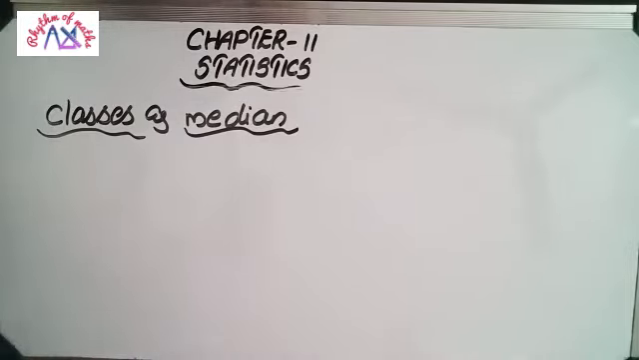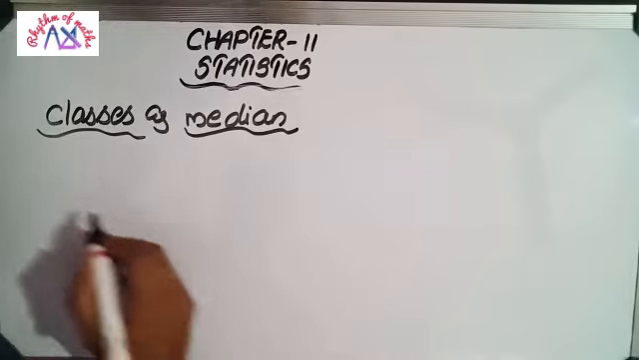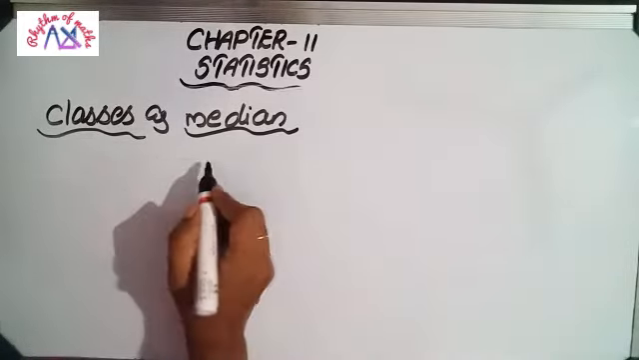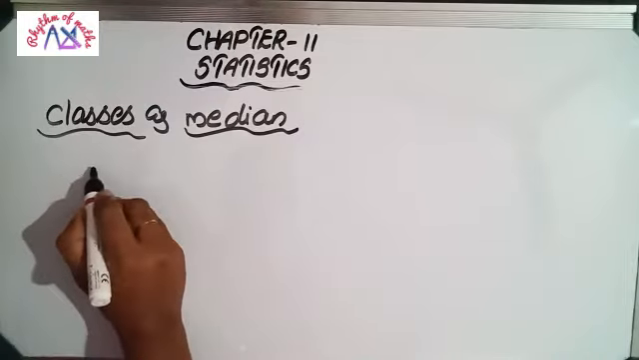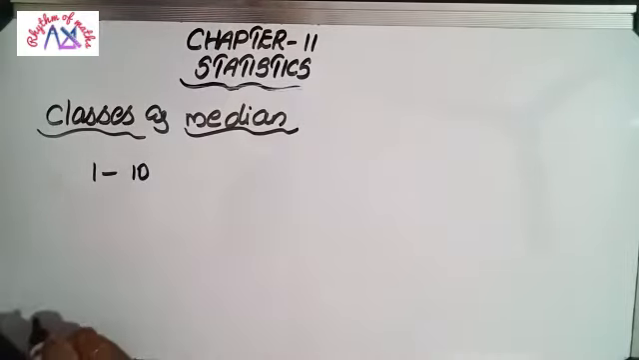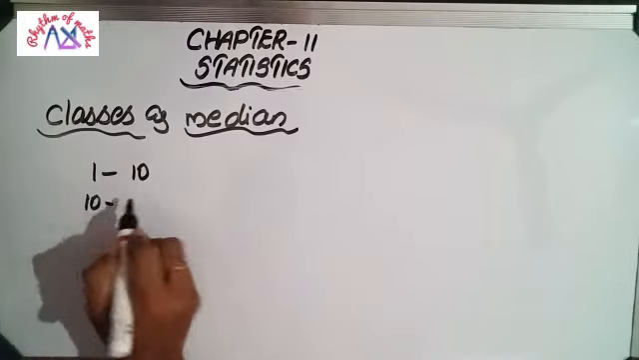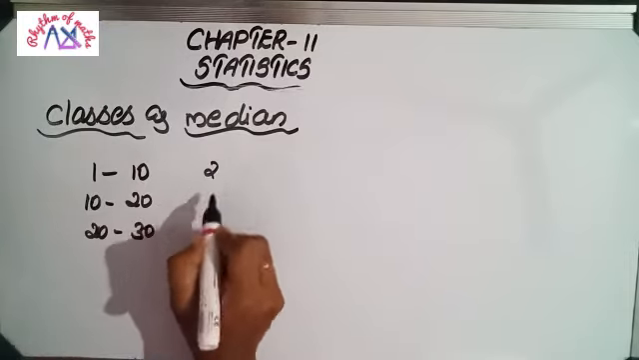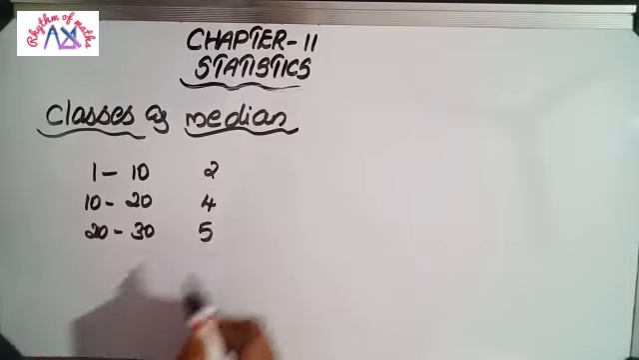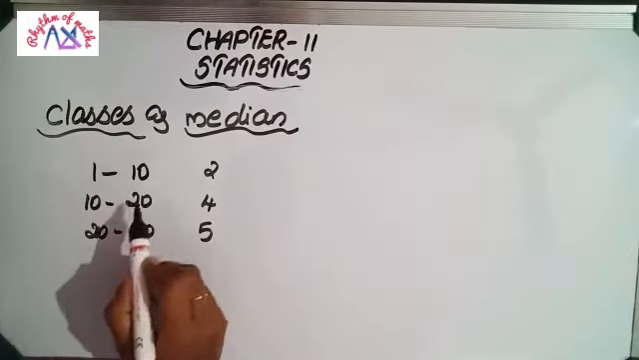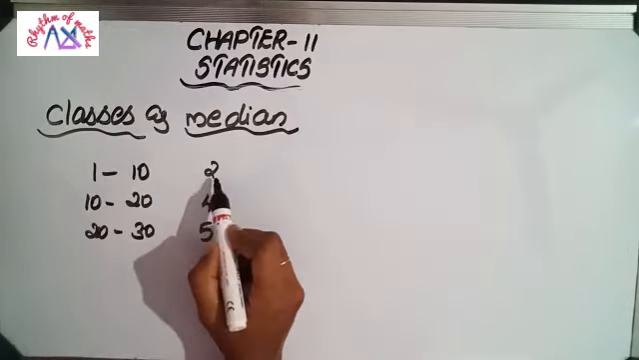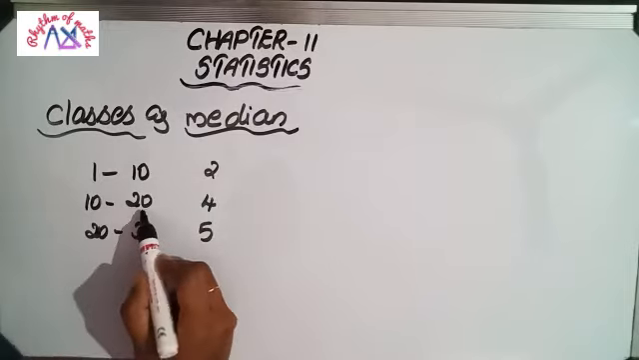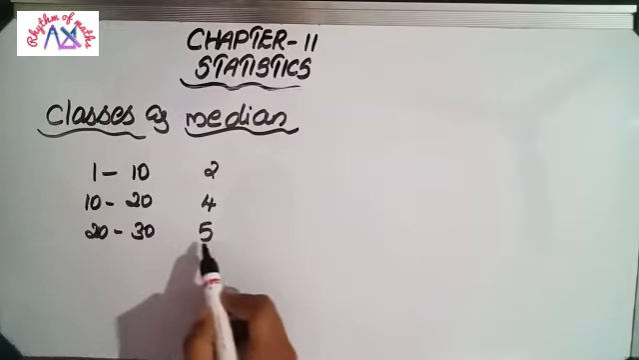Classes and median means, in the previous cases, only one value is there in one box. Now here, classes and median means, for example, 1 to 10, class intervals will be there, then 10 to 20, then 20 to 30. Then some numbers will be given. For example, 1 to 10 marks scored by 2 students, then 10 to 20 marks scored by 4 students, then 20 to 30 marks scored by 5 students.